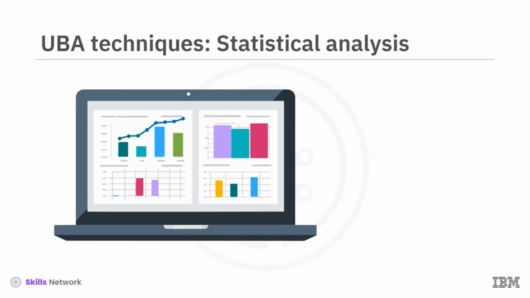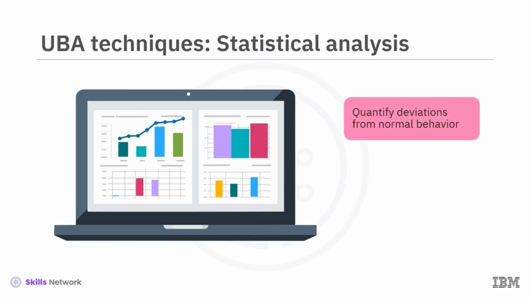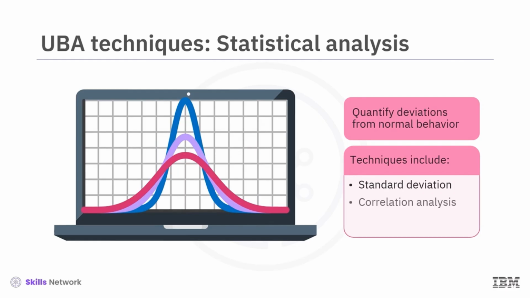Statistical analysis techniques quantify deviations from normal behavior. Some techniques, such as standard deviation, correlation analysis, and regression models, help assess the significance of observed anomalies. For example, if an employee's file access rate is 3 standard deviations above the mean for their department, this could trigger an alert for potential data theft.